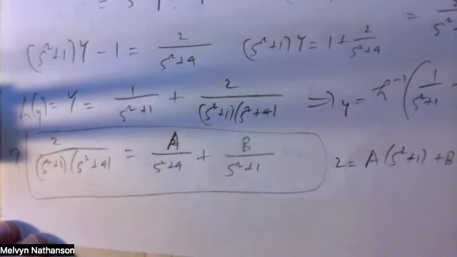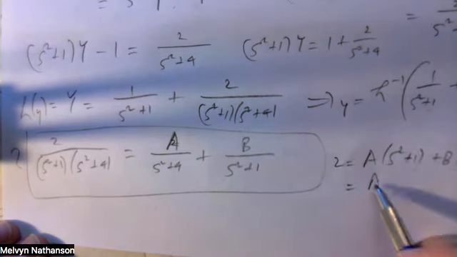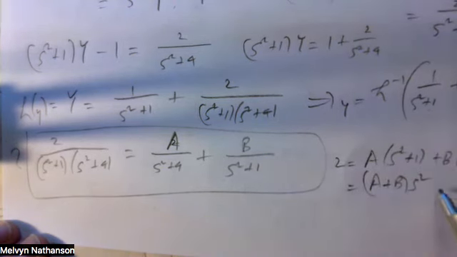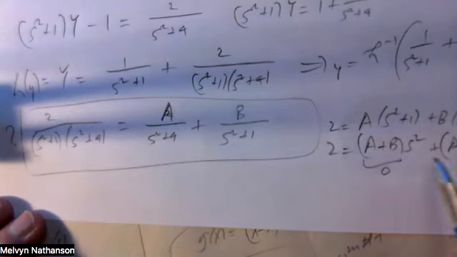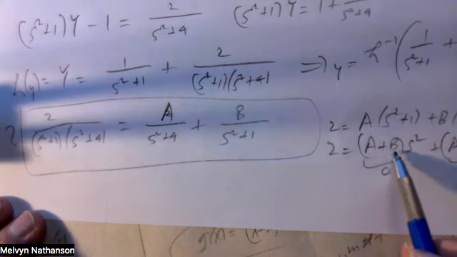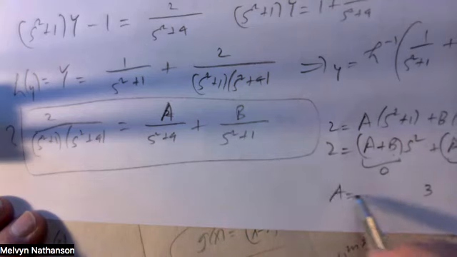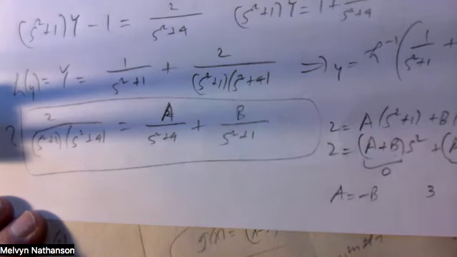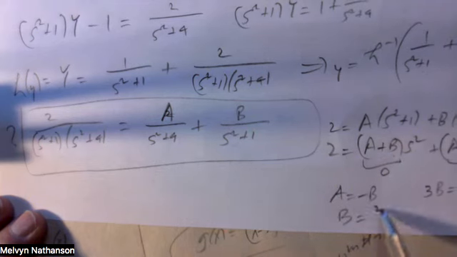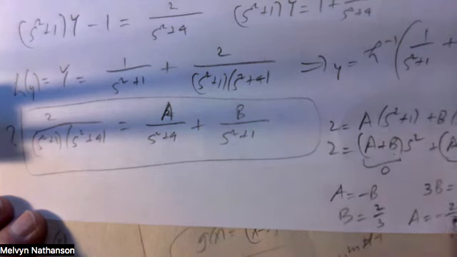And if I want to solve this, this means that a plus b is 0. So this is a plus b times s squared plus a plus 4b equals 2. This has to be 0, and this has to be 2. This says that a equals minus b, and 3b is equal to 2. So b is 2/3 and a is minus 2/3.